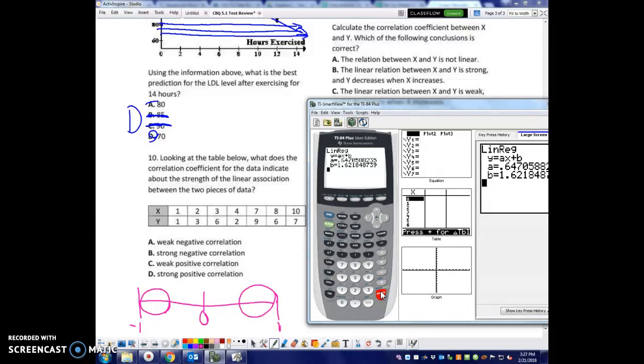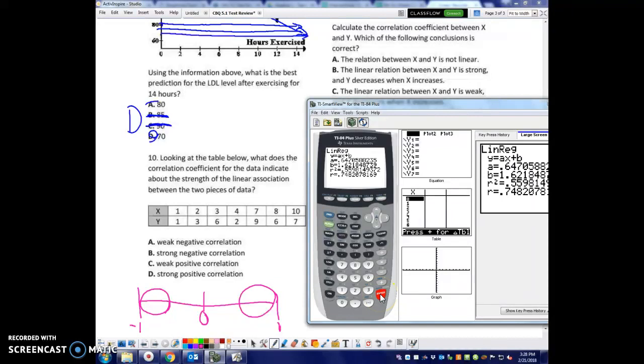What do we need to know if it's a weak or a strong correlation? We need R. Why don't we see R? Because we didn't turn diagnostic on. So second, 0. You can click on the green D button. Find diagnostic on. Make sure it says done. Okay? Now we still have everything in stat, so go over to stat, go over to calc, pick 4 again, enter. Now we have R.